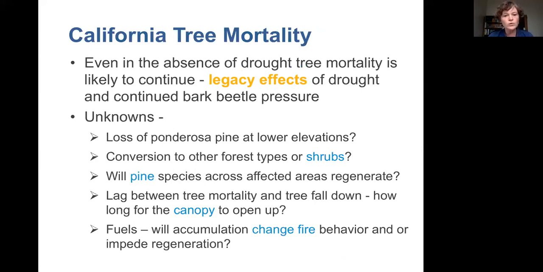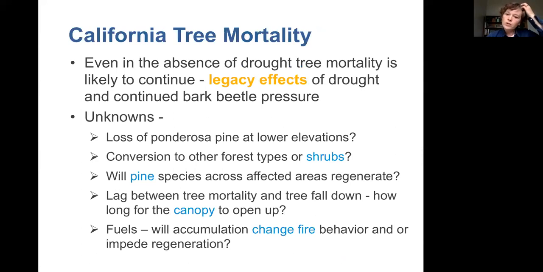And so the unknowns that I think the research community really needs to look at after this big dieback event are, will we see loss of ponderosa pine at lower elevations? Will we see conversion to other forest types or to shrubs? And this is something that some of those other jurisdictions I was talking about, these high elevation or high latitude zones, do not have the shrubs that grow in California, the ceanothus, the manzanitas, and whatnot. Will pine species across the affected areas regenerate? And I'll get into why that's a question in a little while.